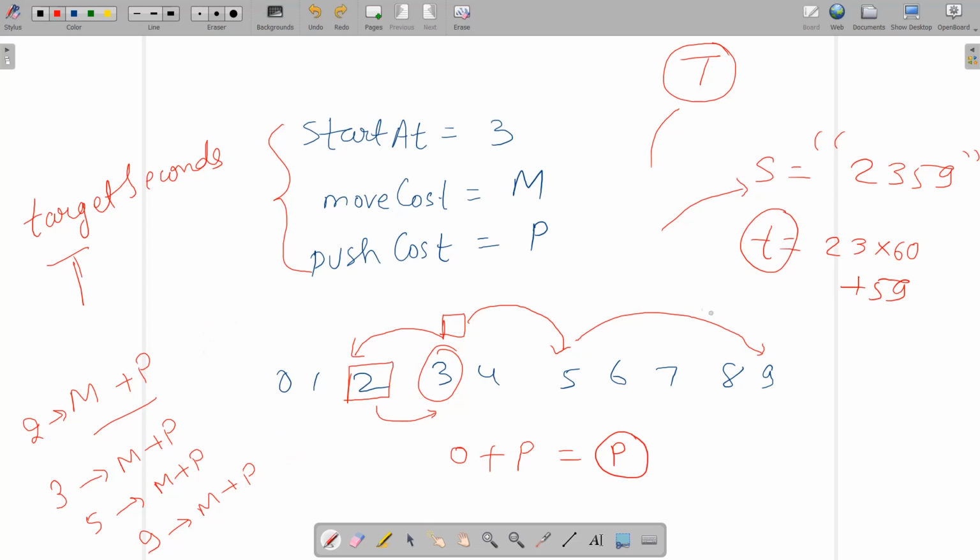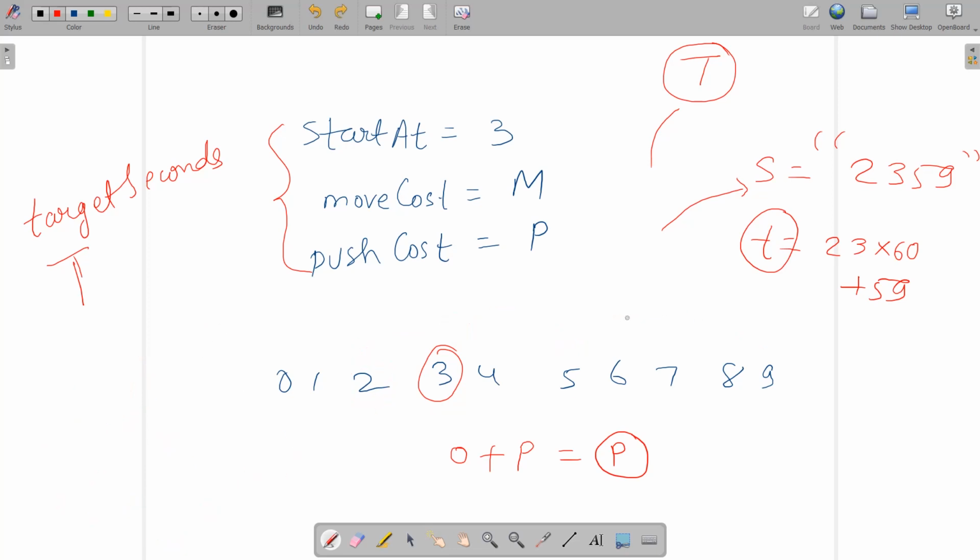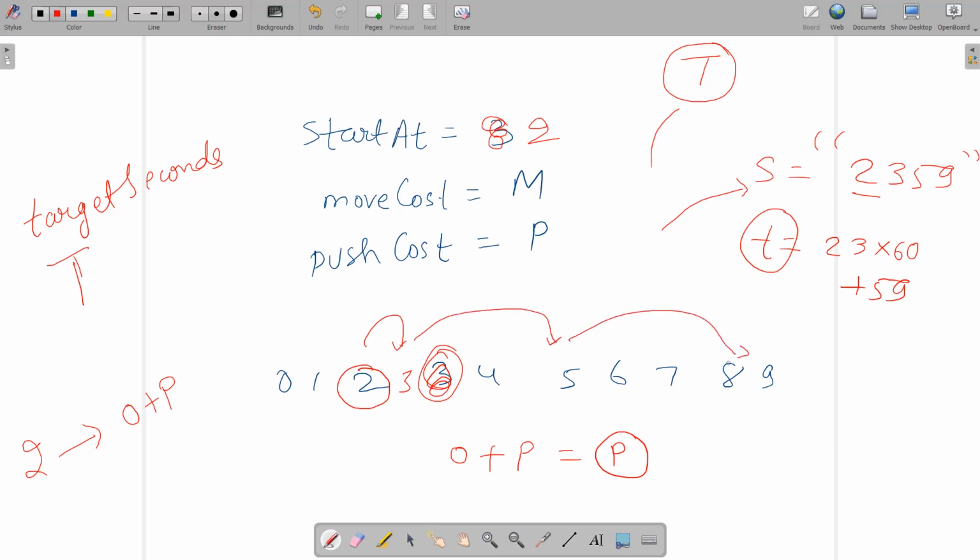Let's take an example where we would be having only p. Suppose the start at is going to be 2, so you would be having 3 right now. Your starting position is this one, and your first digit is exactly 2. To press the digit 2, your moving cost would be 0 because you are at the same position, plus there will be only the pushing cost. Then from 2 you are going to 3, so m plus p, 5, m plus p, 9, m plus p.